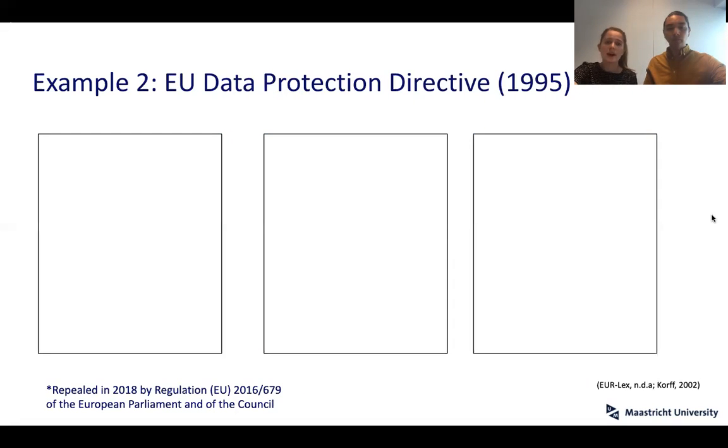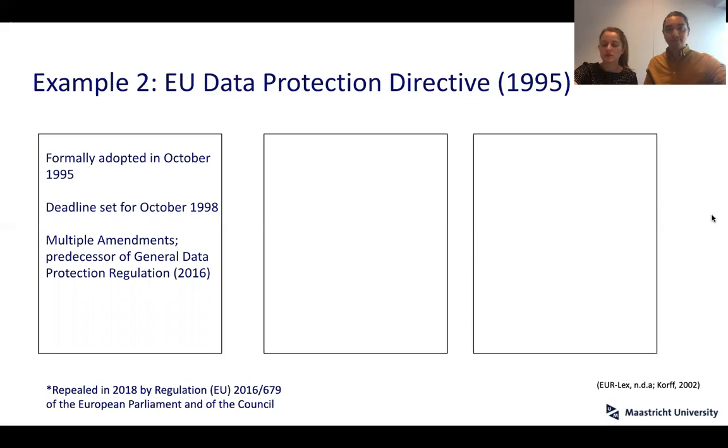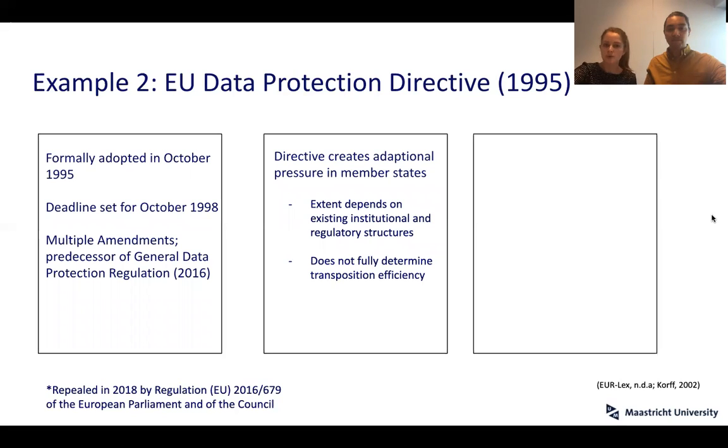As another example, we have the EU Data Protection Directive of 1995. Again, this one was repealed in 2018. It's actually the predecessor of the GDPR. It was adopted in 1995, and the deadline was set for 3 years later, in 1998. This directive aimed to strike a balance between personal data protection and privacy and free movement of data within the EU. Again, it created adaptational pressure in different member states, and the extent to which they had to adapt and make changes depended on their different structures again.